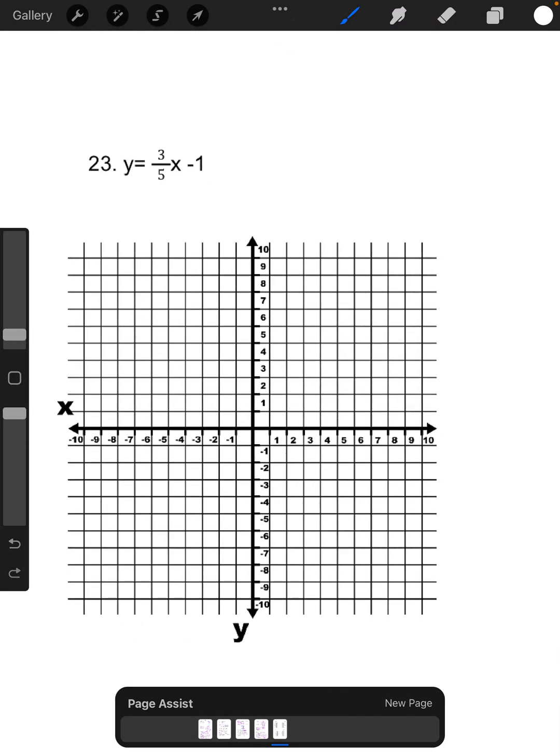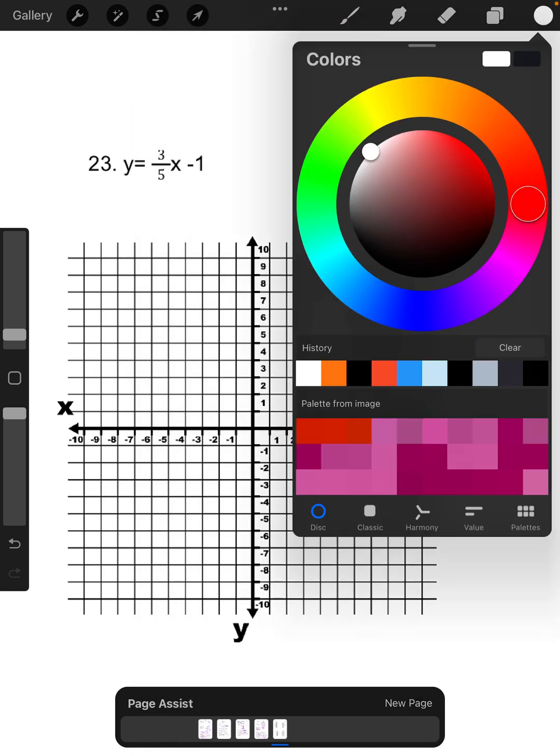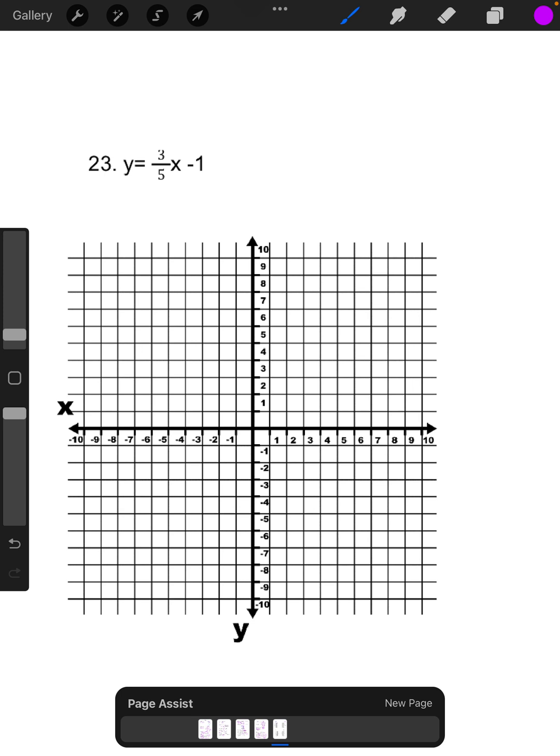All right, number 23, again, I have my slope. What is happening? Why am I erasing? What happened here? Oh, I changed it to white. Okay, so I have my slope and I have my B. So my y-intercept is -1 this time, so from the origin, I'm going to go down 1. And then I'm going to rise 3 and run 5. So rise 3, run 5. And I'm going to connect my dots.